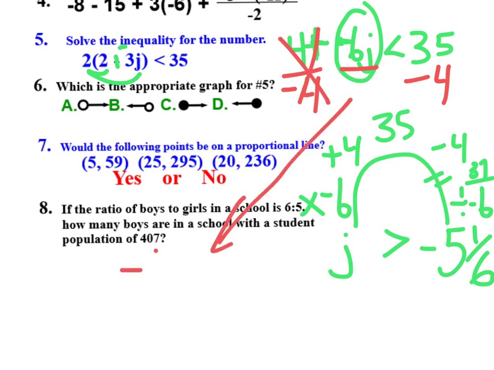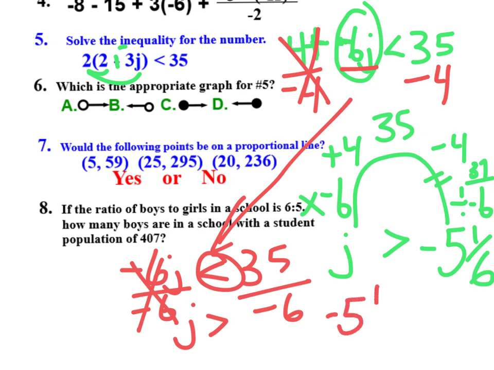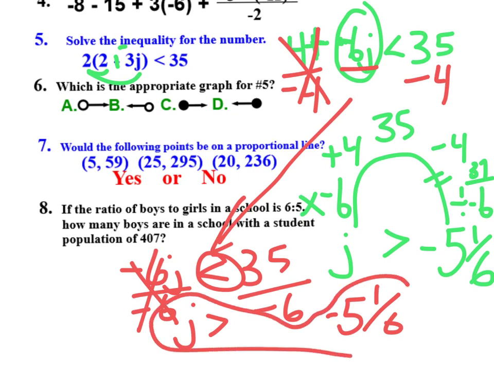Now we are at negative 6j is less than 35. I divide by a negative 6, and I need to remember that when I divide by a negative 6, this thing flips. So it will no longer be less than, it will be greater than. Those cancel out, so now you just have a j over here. And same thing here, we're going to get that negative 5 with one remainder. And our answer is, if you can follow this, j is greater than negative 5 and 1/6.